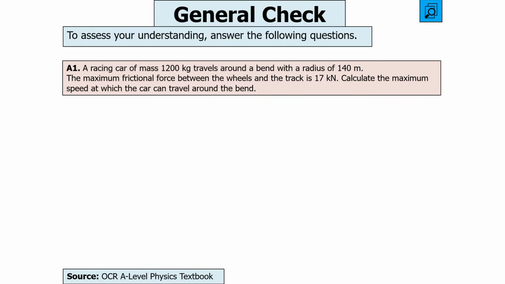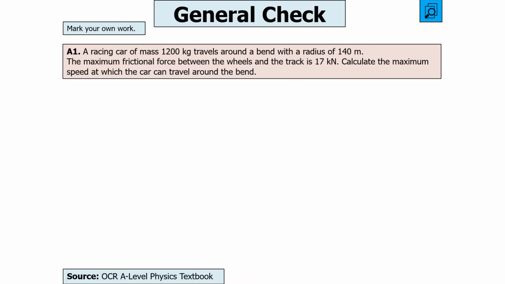The next question says, a racing car of mass 1,200 kilograms travels around a bend with a radius of 140 meters. The maximum frictional force between the wheels and the track is 17 kilonewtons. Calculate the maximum speed at which the car can travel around the bend. So pause the video now, then unpause the video when you want to go through your answer.